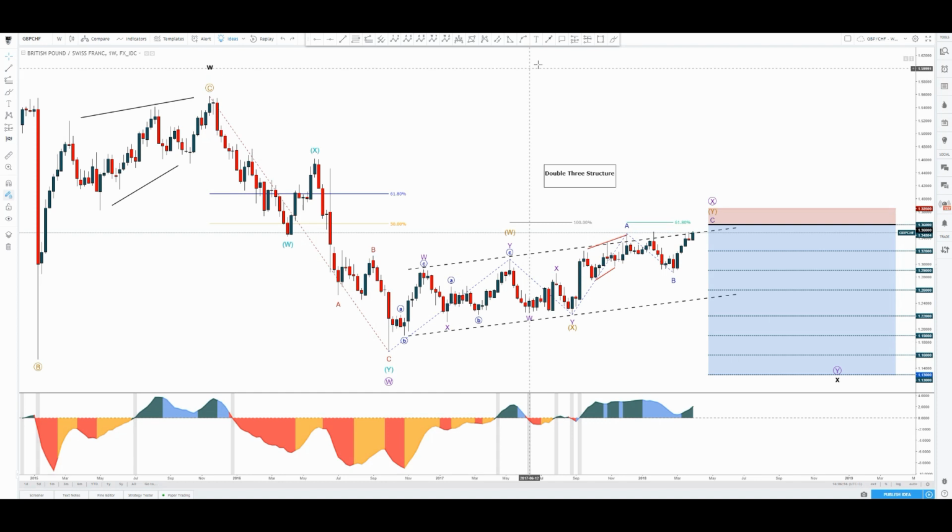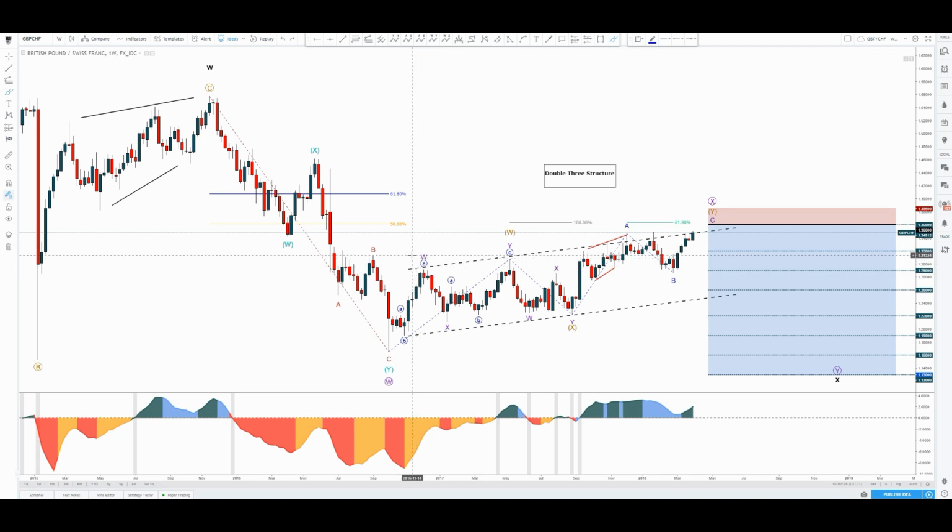Following up on that, pound started suffering with Brexit and then the flash crash. So we had a wave W and then X and then A, B, C. A represents the Brexit fall, and C represents the flash crash. Right after that, pound Swiss started reversing on the upside.